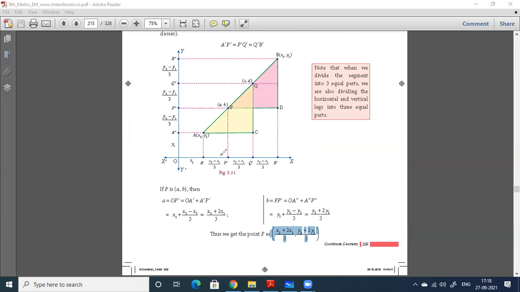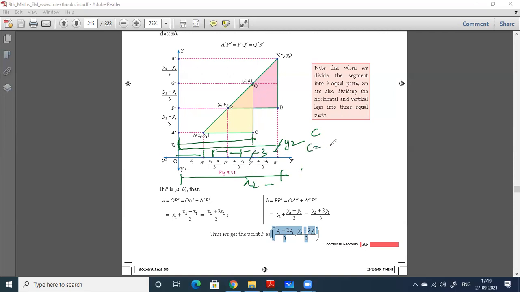Now how will you get it for the other point Q? This value is y2. Now what is this value up to here? In order to get the point, let us say, the point C, either you can say x1 plus one portion of this plus one portion of this, or you can say totally x2 minus just one portion, and this alone you will get. So you will get C.